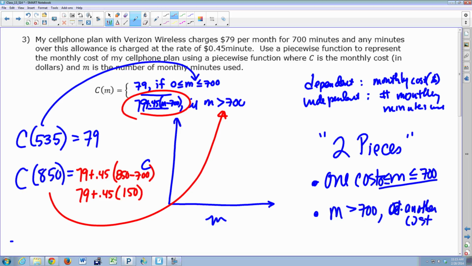And does anybody have this done? 45, well, it's 67.50. So my total cost then is 146.50, right? So the cost for 850 minutes is $146.50. Okay? Any questions on that? So this takes a little while, but once you see this once, then you'll recognize it in other applications that involve overage charges, when you go over something. Okay, there are quite a few of those actually.